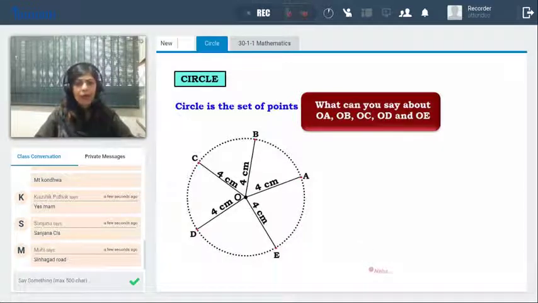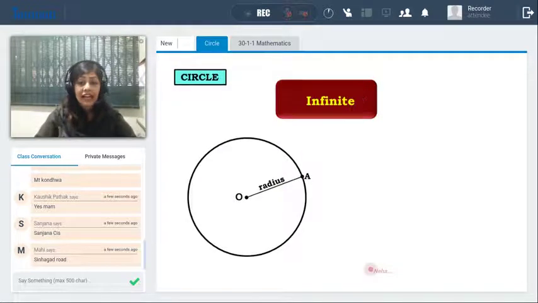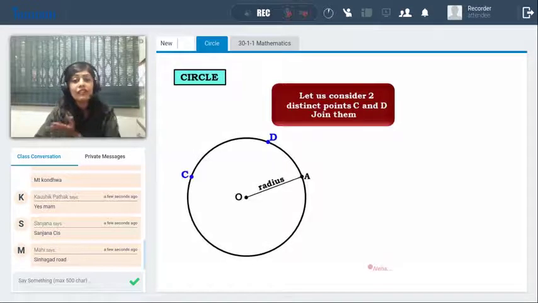What can we say about OA, OB, OC? What are they called? They are known as the radii of the circle, and all the radii are equal. We can have an infinite number of radii in our circle. Let's quickly move to the other terminologies.